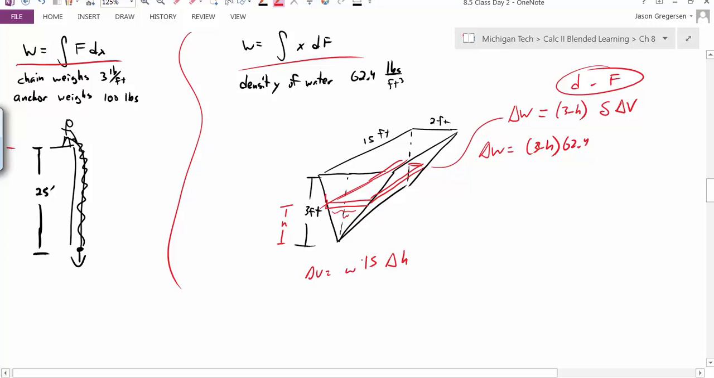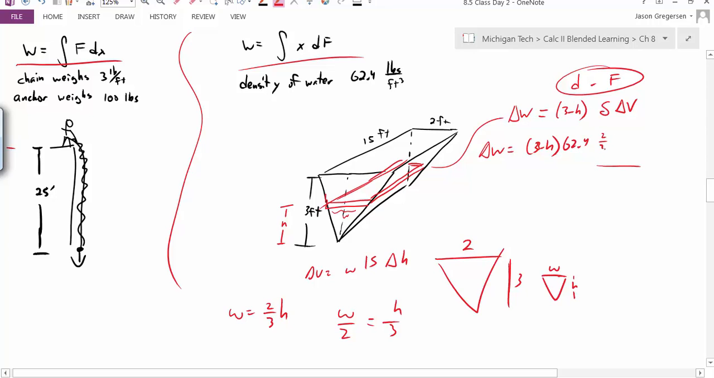And then what's W? Well, to find W, I've got to set up my similar triangles. I have a big triangle with a base of 2 and a height of 3. And then I have a little triangle where W is my width and H is my height. So using similar triangles, W is to 2 as H is to 3. That tells me the relationship between the width and the height is W equals 2/3 H. So my delta V is really 2/3 H times 15 times delta H.